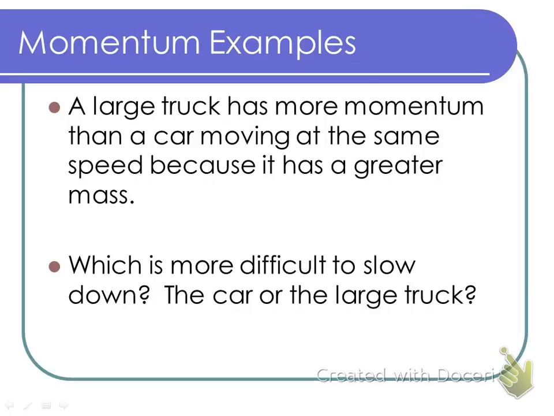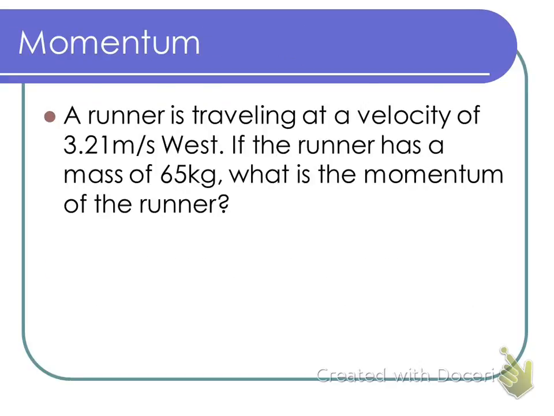Which is more difficult to slow down, the car or the truck? The truck, right? It's got a greater momentum. It's moving with greater momentum because of that mass. So to oppose that motion or to slow it down, you have a harder time slowing down the object that has a bigger mass, right? That should seem pretty self-explanatory.